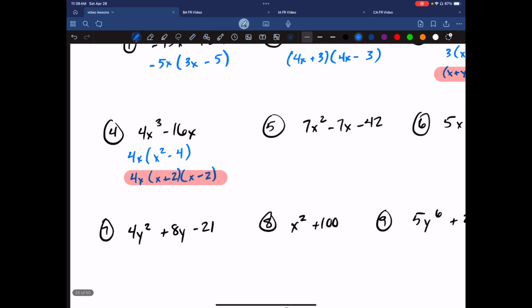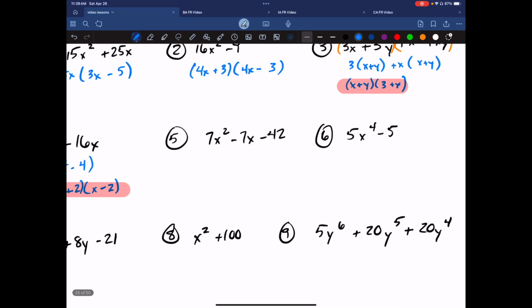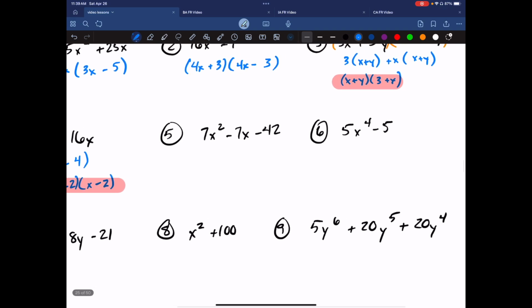So moving right along. There's nothing new under the sun here. We're just taking everything we've learned and applying it. So on number 5, we're going to take out a 7. It's going to be x squared minus x minus 6. When I do that, it's going to be x, x, and because the last sign is negative, I get one of each sign. That's going to be 2 and 3. They give me the one in the middle, but because the middle term is negative, it's going to be minus 3 and plus 2. And there you go.